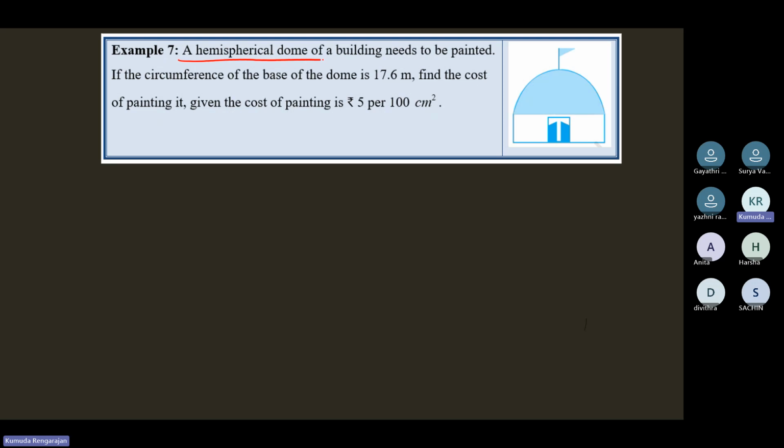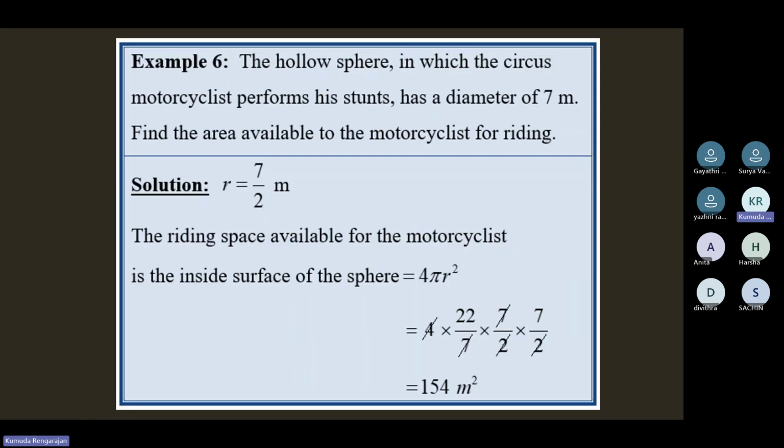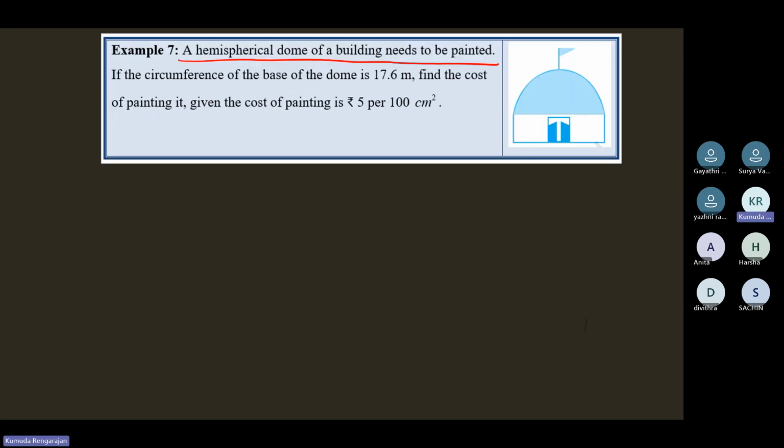So here a hemispherical dome of a building needs to be painted. Painted means area. But this is hemispherical. This was a sphere, the hollow sphere. This is hemisphere. A hemispherical dome of a building needs to be painted. If the circumference of the base of the dome, the circumference of the base. So this is the dome. This is the base. It's a hemispherical dome. This is the base.